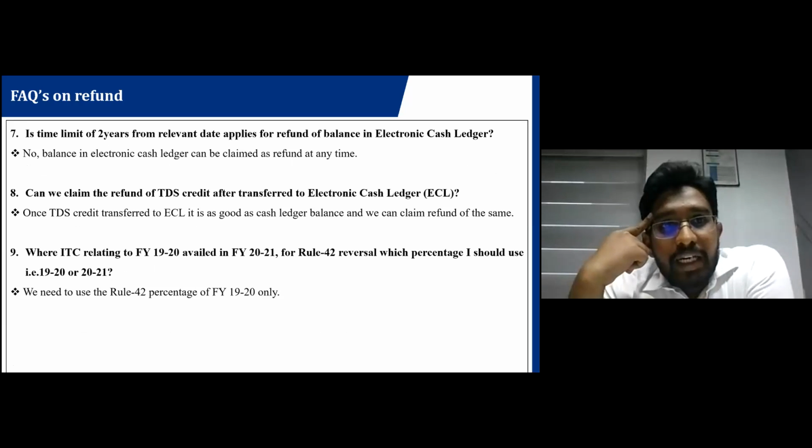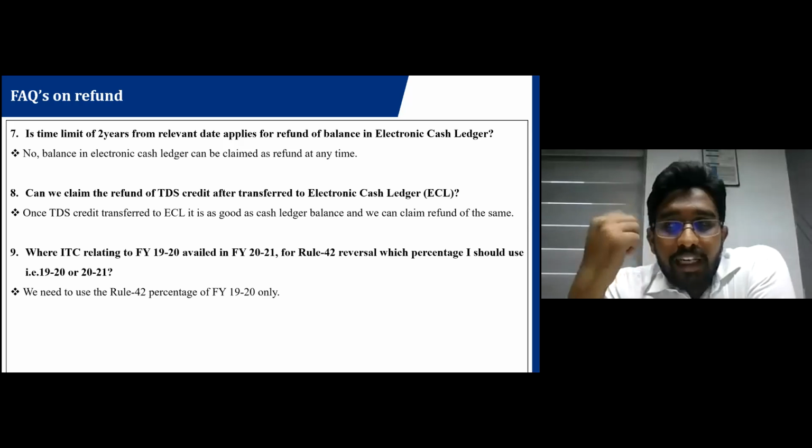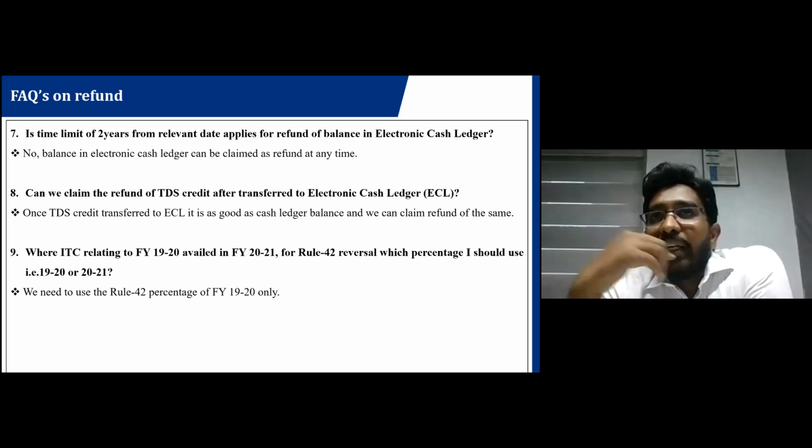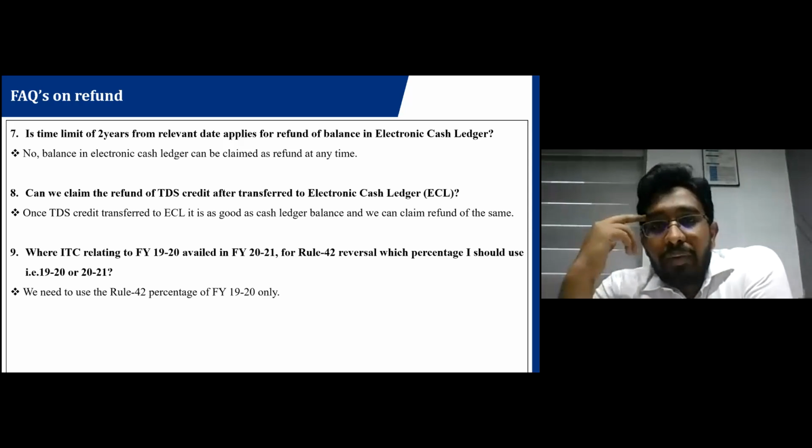Next, does the time limit of 2 years from relevant date apply for refund of balance in electronic cash ledger? For example, I have started business in August 2017, and I think my business will go strong and I will have huge liability in near future. That's why I uploaded 5 to 10 lakhs in electronic cash ledger. But unfortunately, I don't have any business and there is no tax liability. I have waited for 2-3 years. And now I claimed the refund application for the excess balance in electronic cash ledger.